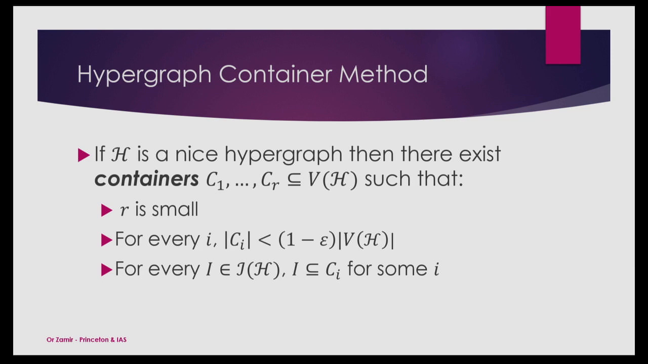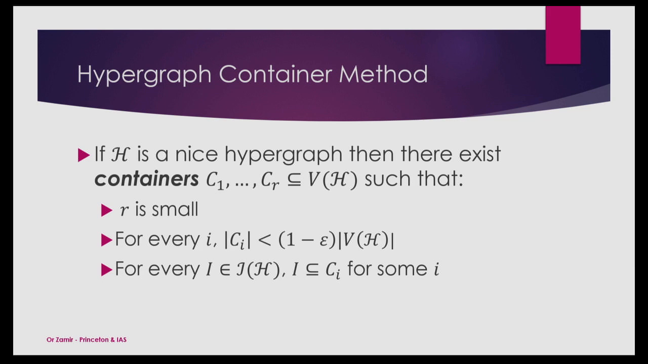Second, each container is not very large, so the size of each container is bounded away from the size of the graph. Each container contains at most some constant fraction of the vertices in the graph. And third, which is why they're called containers, each independent set in the hypergraph is fully contained in one of the containers.